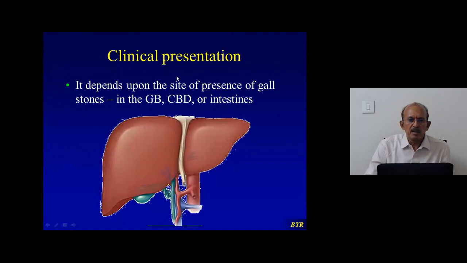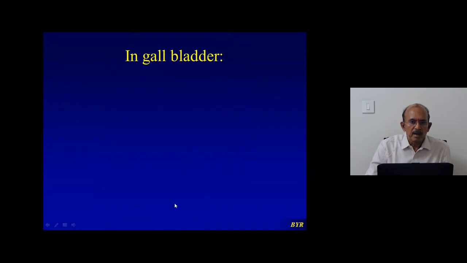Clinical presentation depends on whether the stones are present in the gallbladder, CBD, or in the intestines. They may be present in the gallbladder. They may pass through the cystic duct and come into the common bile duct. Then they can give some manifestations because of their presence here. They may pass down to the intestines and there they can cause some symptoms. The clinical manifestations being, they are asymptomatic in about 85 to 90% of the patients.